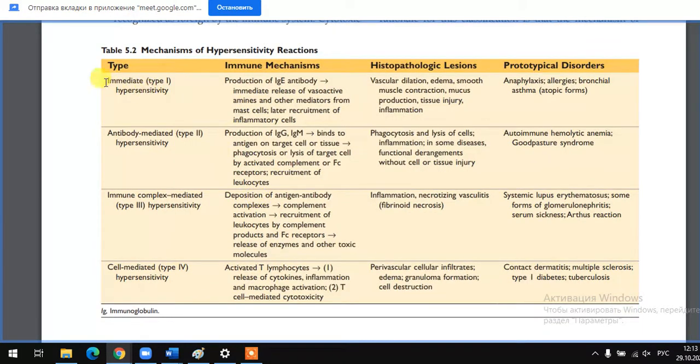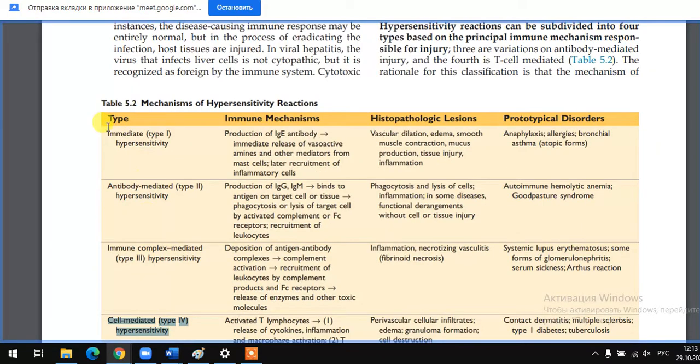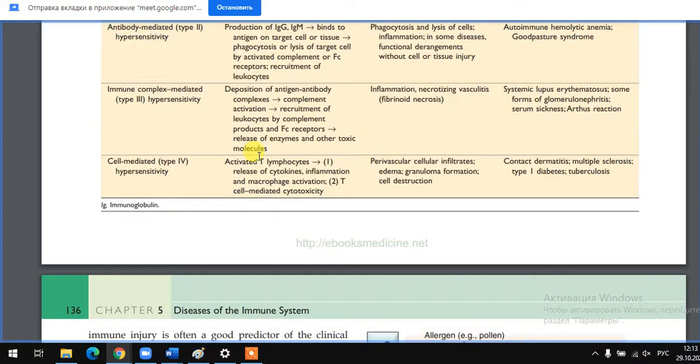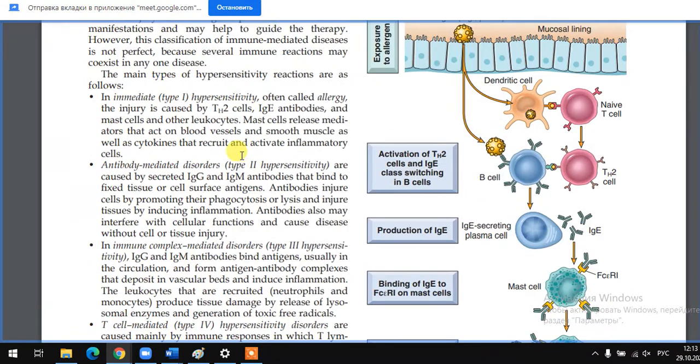Okay, by types, we have immediate type 1 hypersensitivity, antibody-mediated type 2 hypersensitivity, immune complex-mediated type 3 hypersensitivity, and cell-mediated type 4 hypersensitivity. So you see, let's talk about the immediate hypersensitivity. Immediate type 1 hypersensitivity is called allergy. All of this is related to IgE antibodies. It's a topic of continuous discussion.